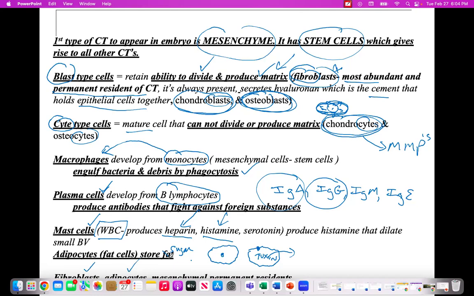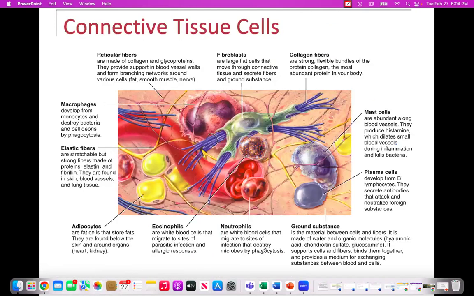Fibroblasts and adipocytes and mesenchymal cells, these are all the permanent residents that you find in connective tissue. So this is connective tissue, and here you could see some of these cells. You could see fibroblasts. We could see mast cells. We could see plasma cells. We could see our fat cells. We could see our macrophages. So those are the cells.